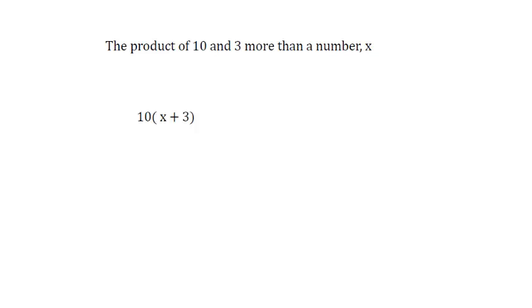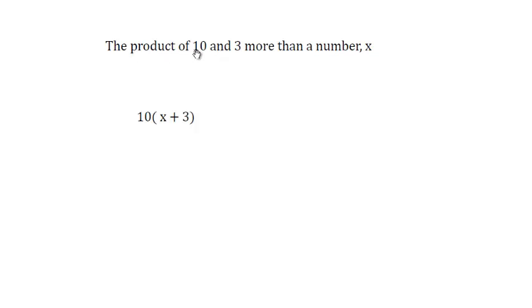First example, the product of 10 and 3 more than a number x. A couple of key things here. The word product means to multiply. The words more than mean you'll add. When you see the words the product of, you know that two things to be multiplied, or maybe more than two things, but at least two things, are going to follow that word of. And those two things will be separated by the word and.